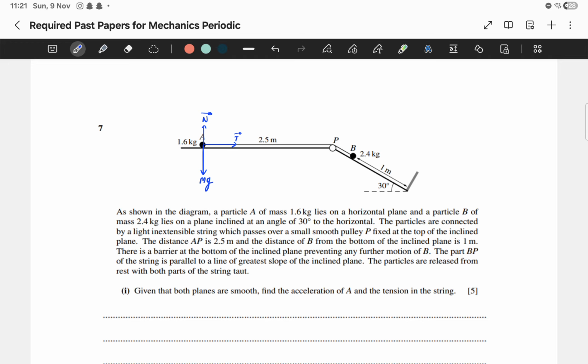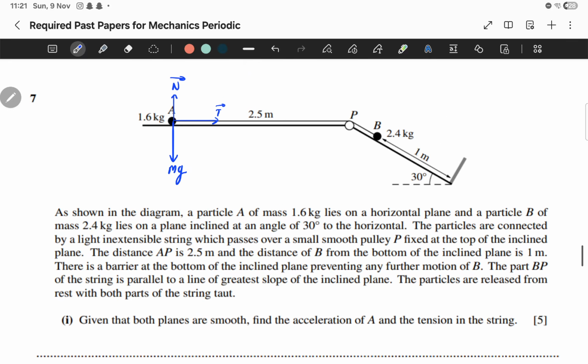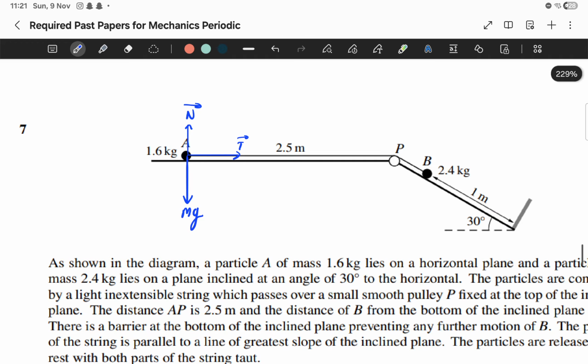Surely there is. Wait. Shown in the diagram, a particle of mass, with the plane at 30 degrees. Given that both planes are smooth. I need to read the questions more. Given that both planes are smooth. Okay, so this is fine. I don't have any friction on A.